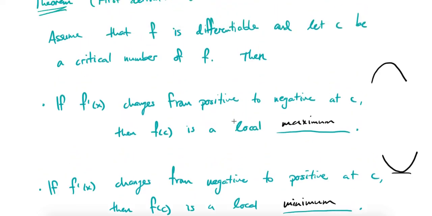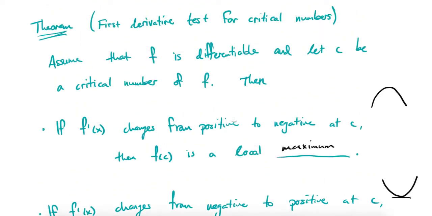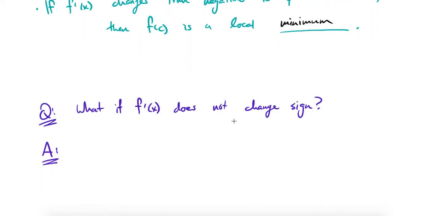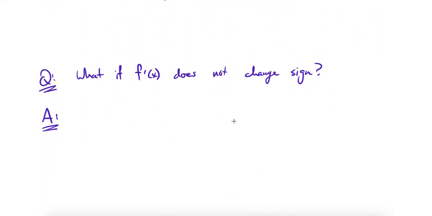So again, the first derivative test for critical numbers is trying to tell you algebraically whether or not a critical number goes with a maximum or a minimum. Okay. Quick question. What happens if the first derivative doesn't change sign? So is it even possible that you have a critical number, but the first derivative was positive on one side and then is positive again on the other?